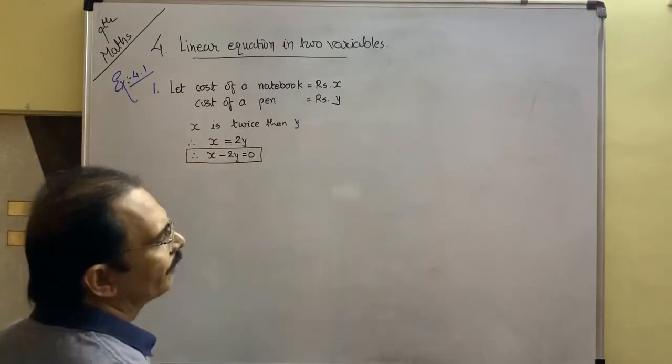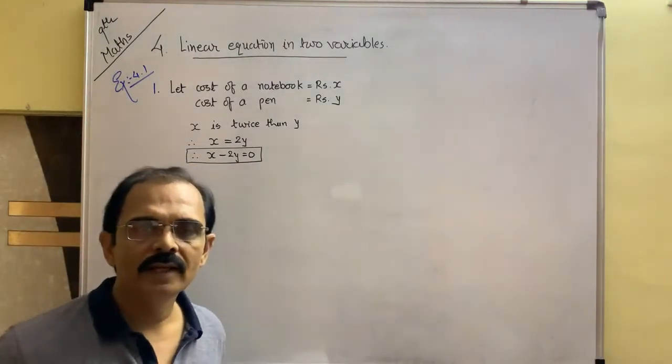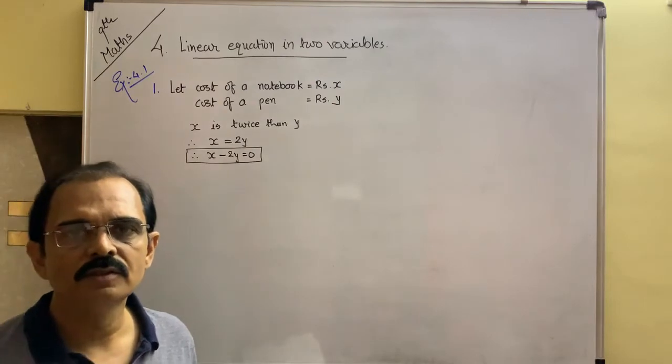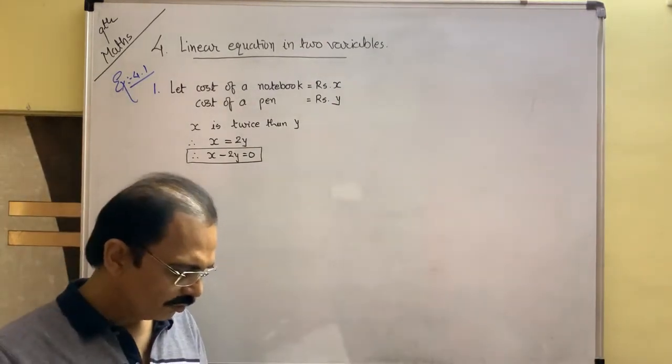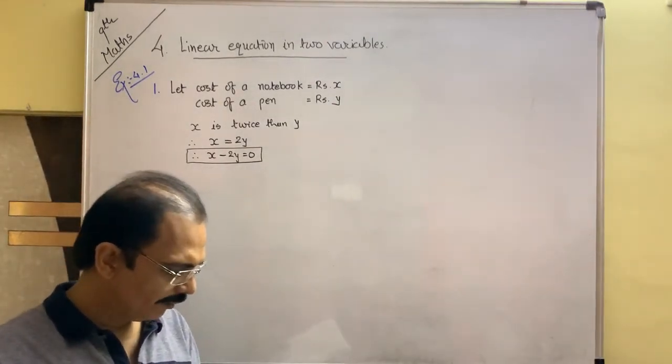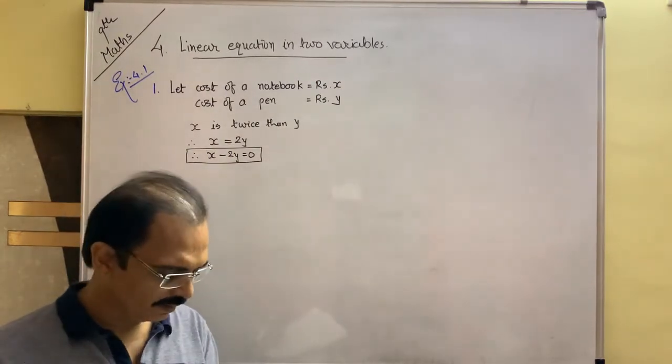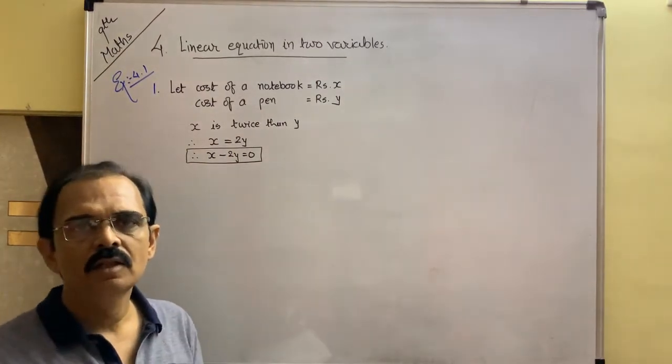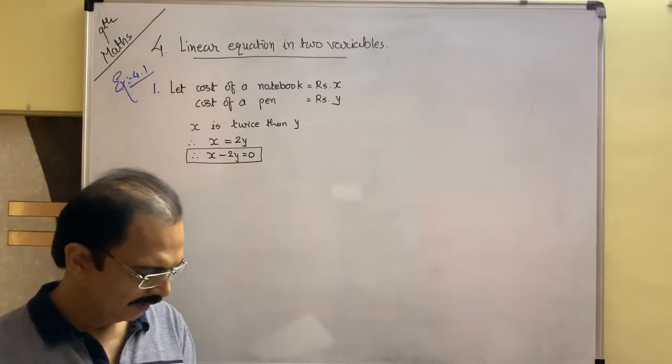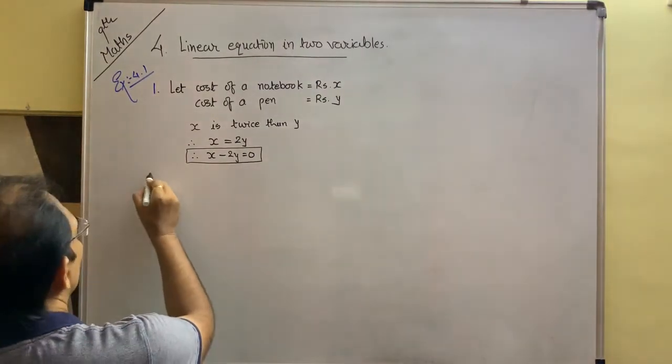Here the constant term is not there, that means the constant term is 0. So write a linear equation in two variables to represent this statement. This is your question and this box is your answer. Now question number 2.